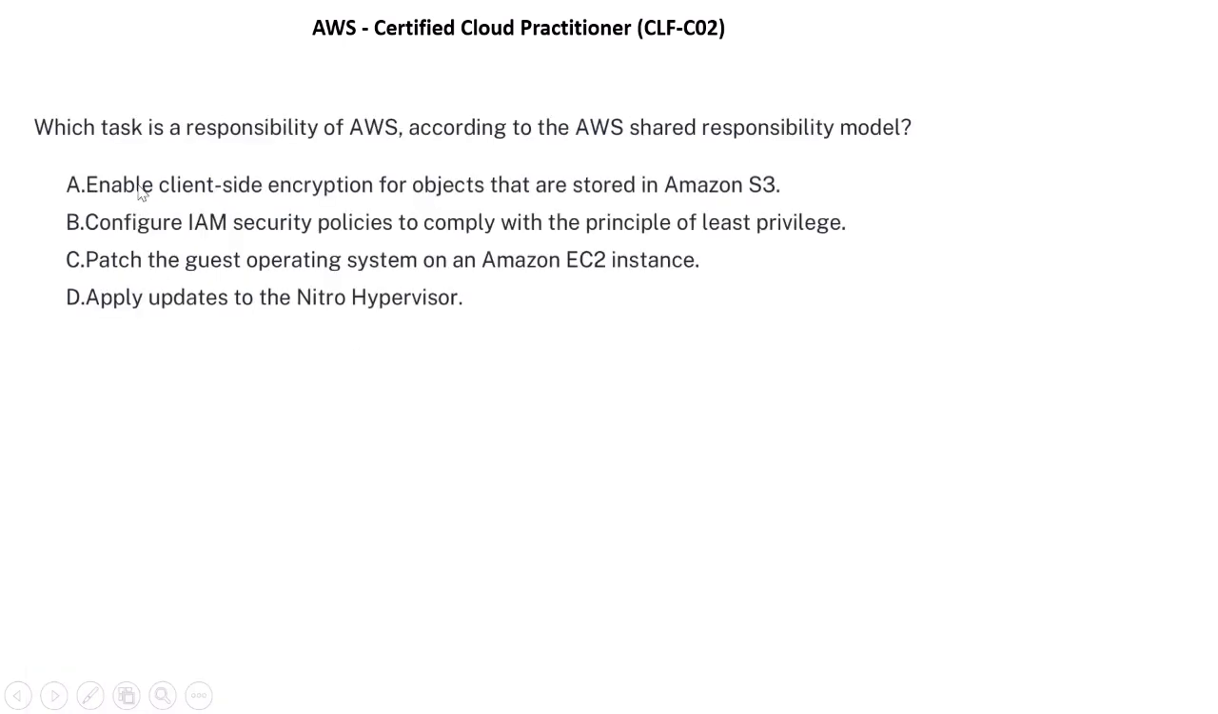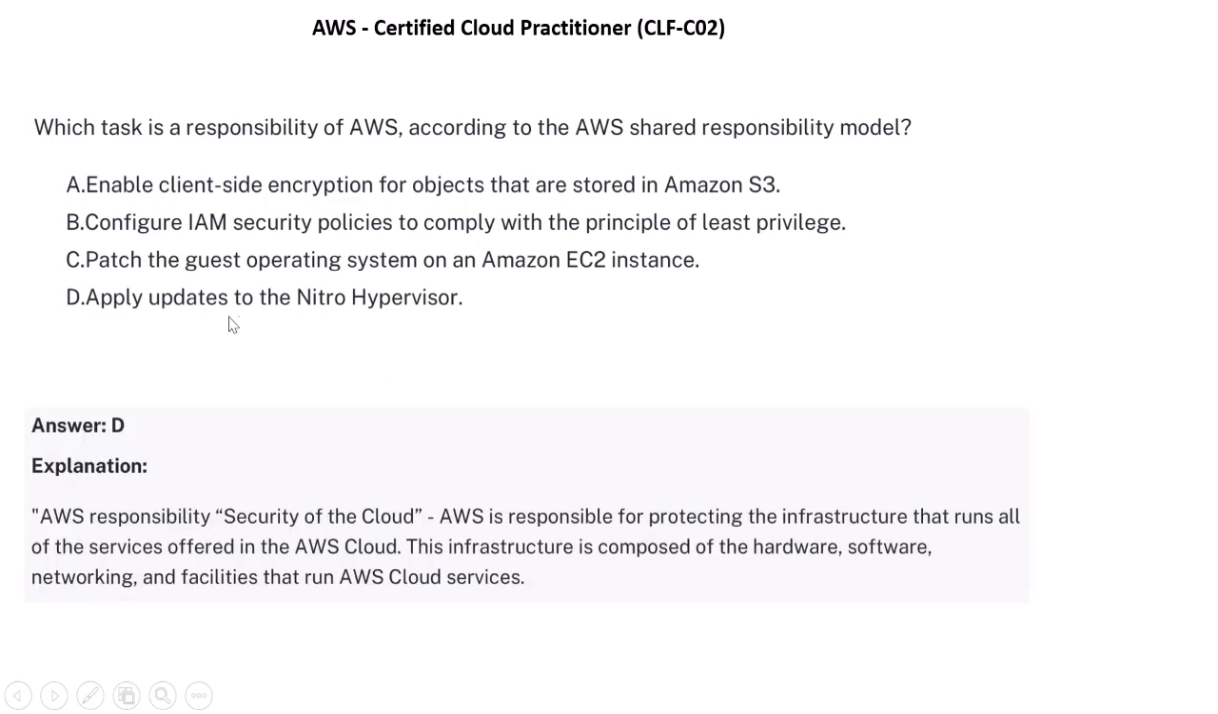Next one. Which task is a responsibility of AWS according to the AWS shared responsibility model? The options are option A, enable client-side encryption for objects that are stored in Amazon S3. Option B, configure IAM security policies to comply with the principles of least privilege. Option C, patch the guest operating system on an Amazon EC2 instance. Option D, apply updates to the Nitro hypervisor. The right answer is option D, apply updates to the Nitro hypervisor.